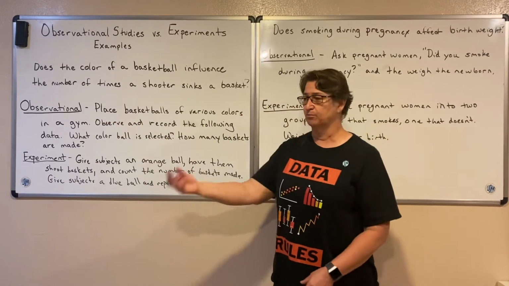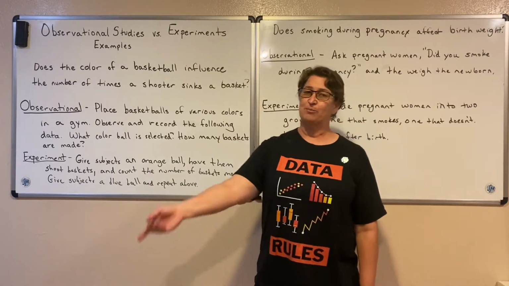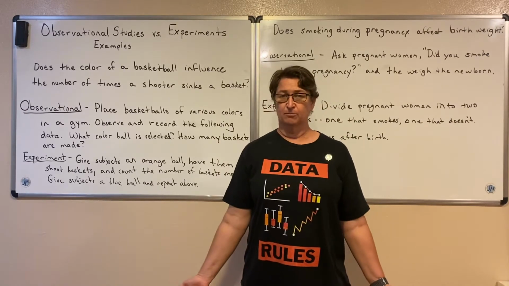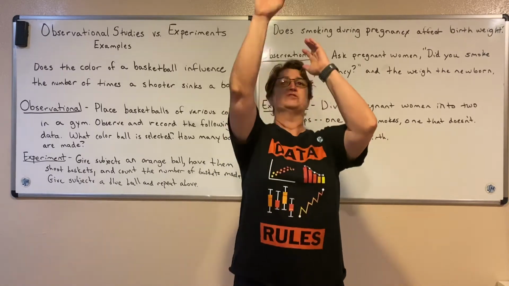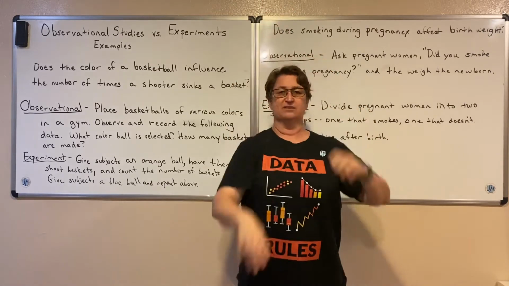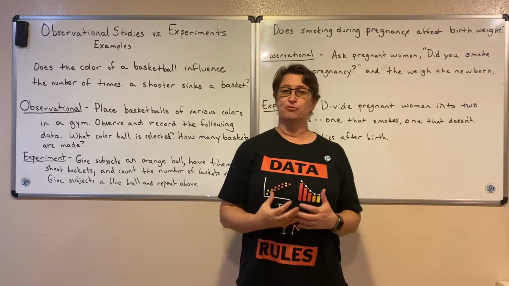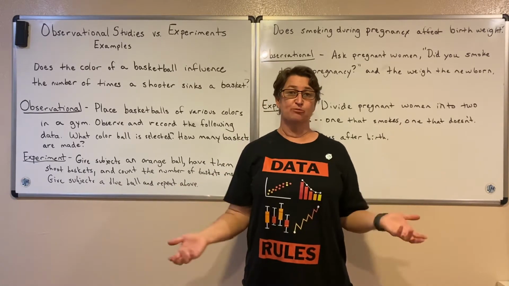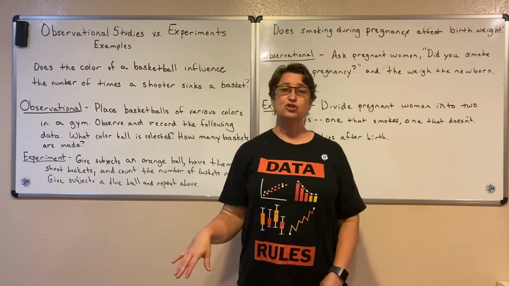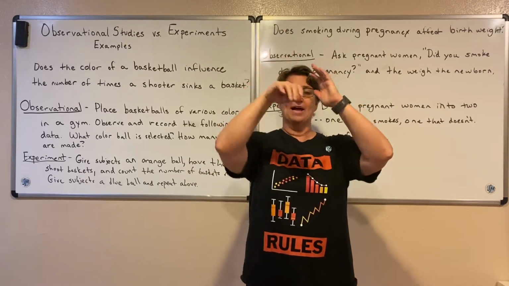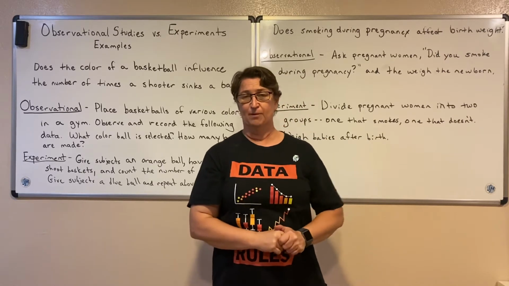I could just place blue and orange basketballs out on the basketball court and ask my players to go choose a color basketball. Then write down the color they've chosen. Then let them go and from a specific spot, shoot basket after basket after basket and count the number of baskets that they've made. That would be an observational study. I'm simply observing. They chose their own ball. I didn't provide the ball for them. They chose their own ball and then they just shot baskets, and I wrote down what color ball they chose and how many baskets they made.